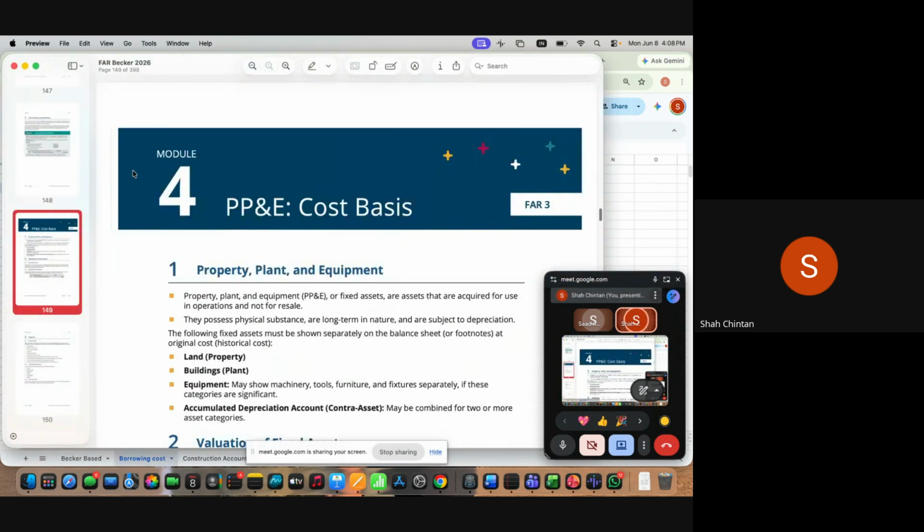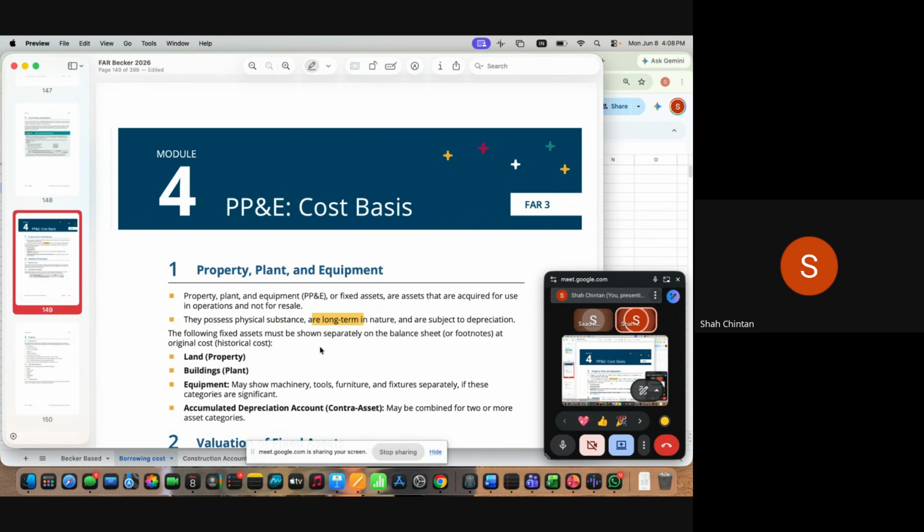So if I simply go to your module number 4, this is where we start with PP&E. So PP&E includes your property, plant and equipment. These are called fixed assets or non-current assets which are acquired in the business for production or to generate revenue. These are not inventory for you. So generally they are long-term in nature.